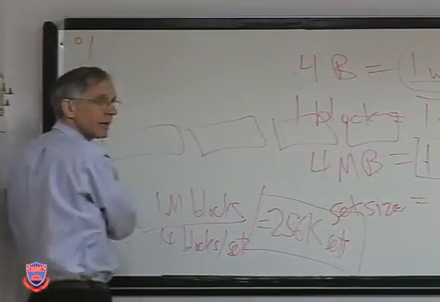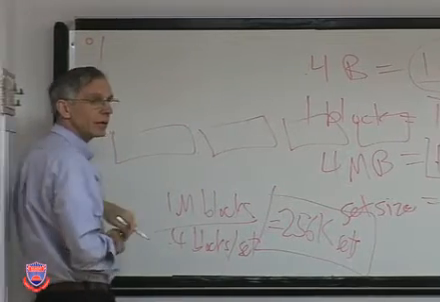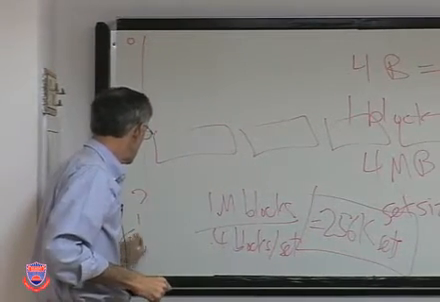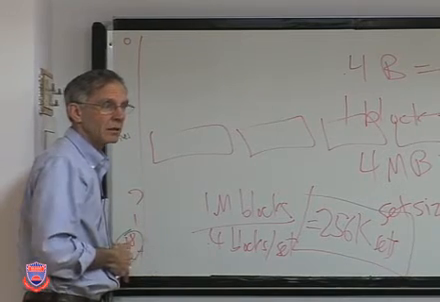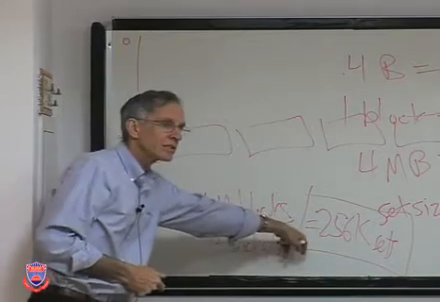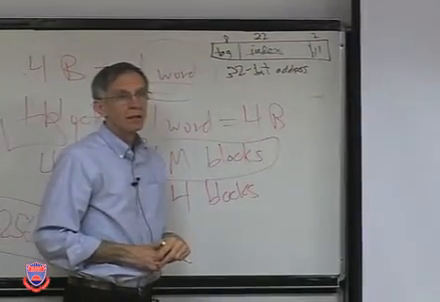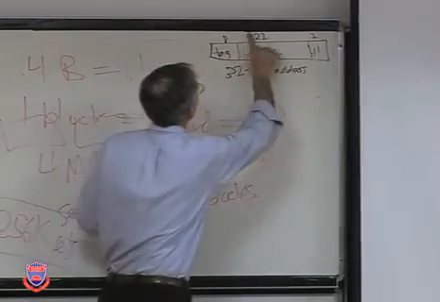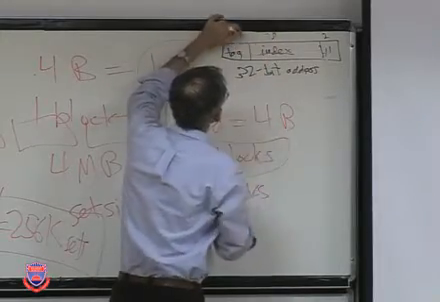How many lines do I have, or sets do I have in the cache? Sometimes they call them lines. How many do I have? 2 to the 18th, right? We already calculated that, didn't we? 256 kilo sets. So how many index bits do I need? 18, yeah. Okay, so 18 means I need 12 tag bits, okay?